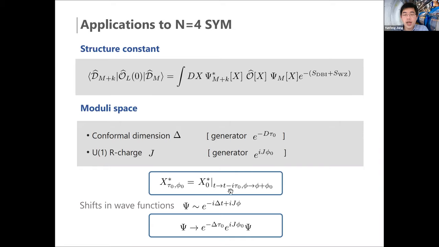Then if you shift this time by one minus I tau zero and this phi by phi plus phi zero, this is again a solution. So this is the moduli space. And the effect of shifting this T and phi by this amount will also be reflected in a shift in the wave function. So the wave function is proportional to this combination. And once you do the shift, you change your wave function by multiplying by this amount.